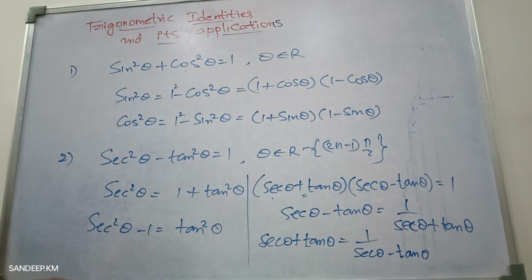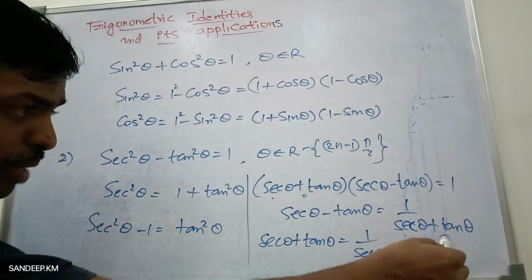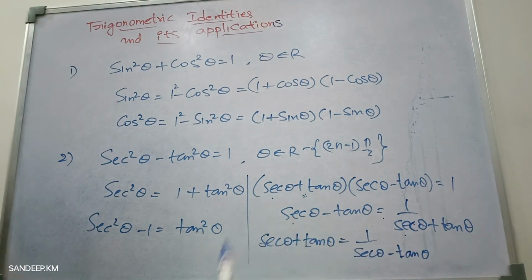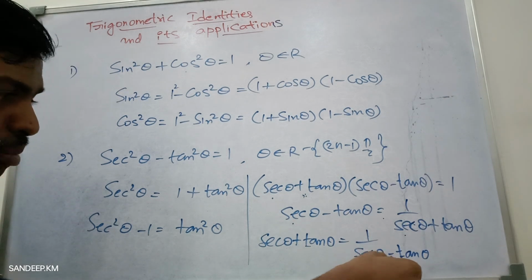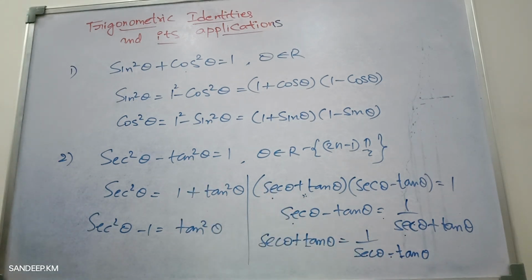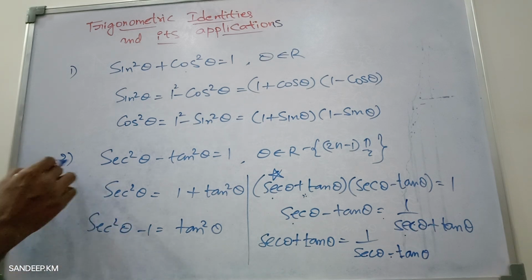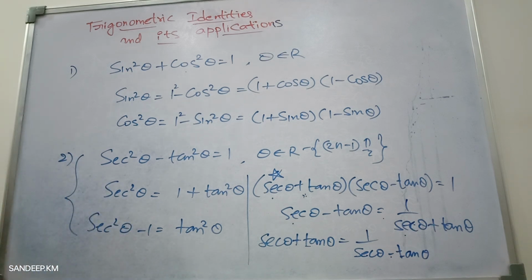Sec theta plus tan theta and sec theta minus tan theta are reciprocals of each other. So you remember this while solving the problems. 1 by sec theta plus tan theta is equal to sec theta minus tan theta. Similarly, 1 by sec theta minus tan theta is equal to sec theta plus tan theta. This is very, very important. Remember this. The same thing can be applied for cosec square theta minus cot square theta, which is equal to 1 also.